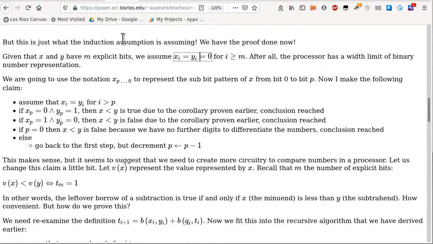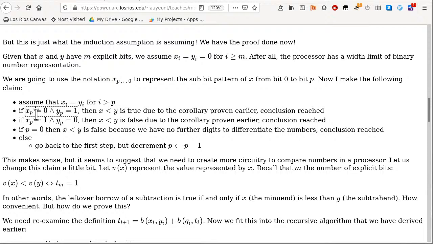All right, so now we move on. This notation is actually not needed yet at all, so you can kind of ignore that particular notation. So now we are saying that let's assume xi equals yi for all the index i that is greater than p this time. It's not m, it is some value p.